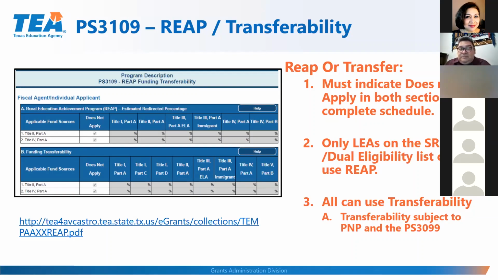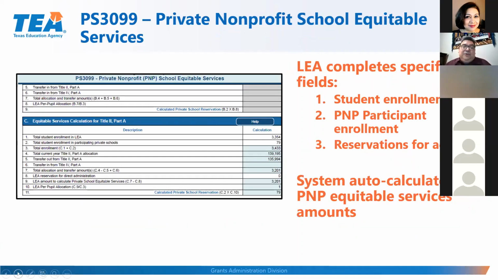nonprofit participation, it will populate on that next schedule, which is the one that we ask you to complete second or third, actually, after the applicant information page, the PS 3099. Most of this information calculates automatically.